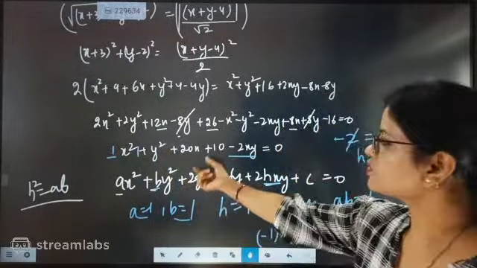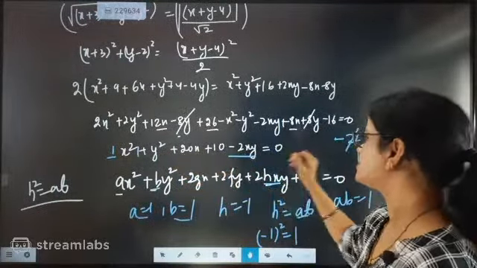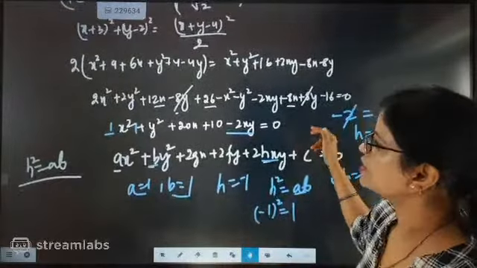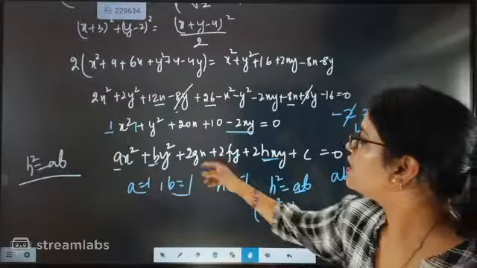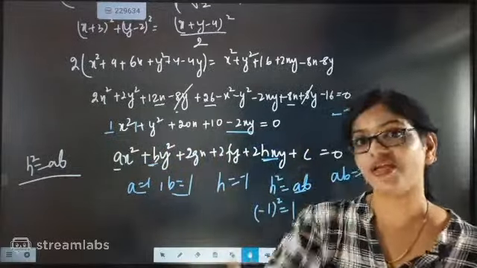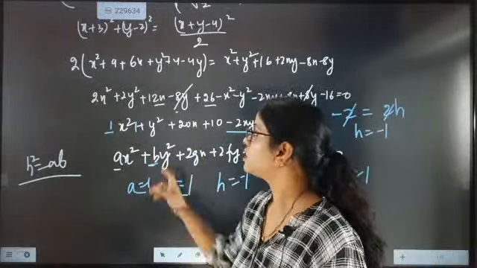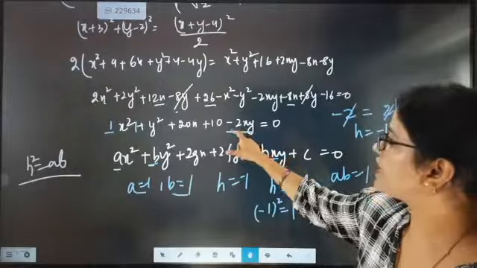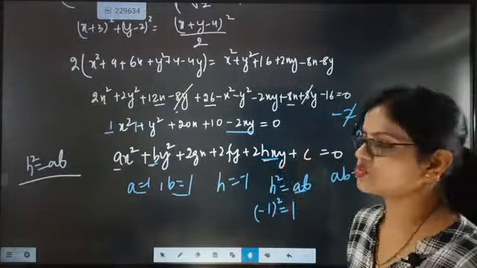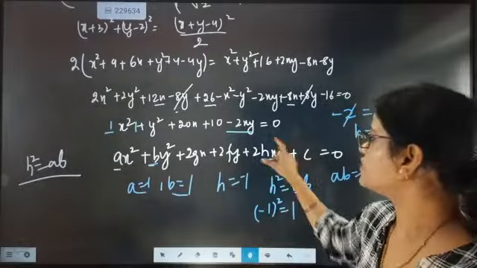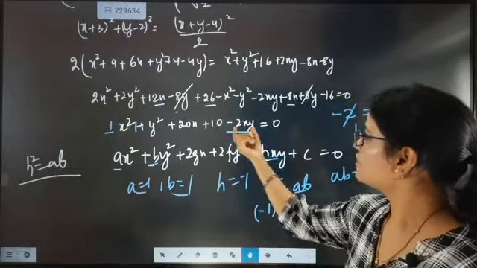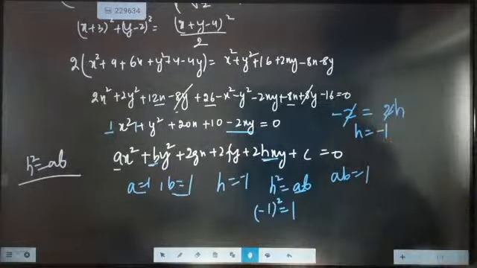Now look here: x² + y² + 20x + 10 − 2xy is there. Now I'm going to equate it with the general equation of the conic section. Once I equated, I got a equal to 1, b equal to 1. You know that this part is 2hxy, that's why I wrote the general equation of the parabola. Here 2h will be equal to −2, so h is coming as −1.